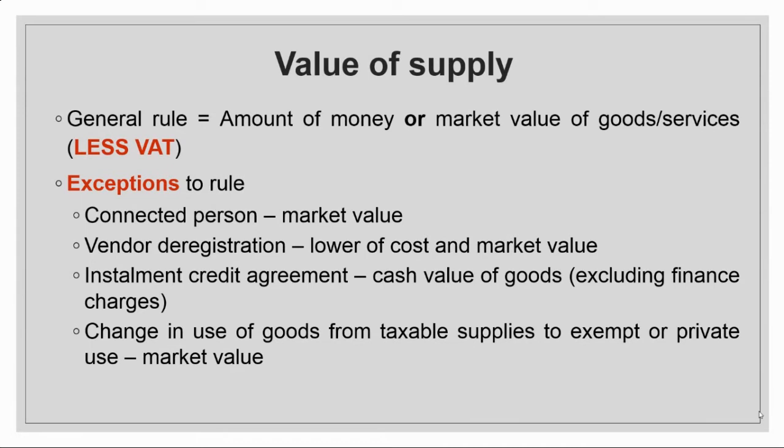So I take out the finance charges. Why do I remove the finance charges? Remember, finance charges is an exempt supply. That's why it is taken out of the value of the supply. And then change in goods from taxable supplies to exempt or private use. That is when I've used it for taxable supplies, but now I change the intention of what I'm going to use it for, then it is deemed that I've sold it at market value. Okay, and then I raise the VAT on that amount.